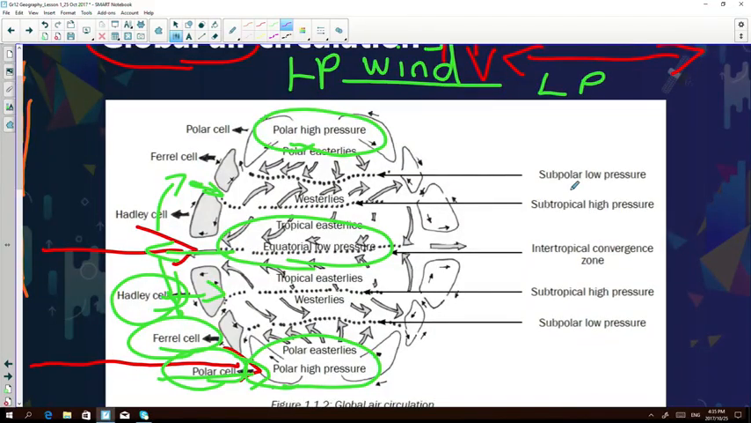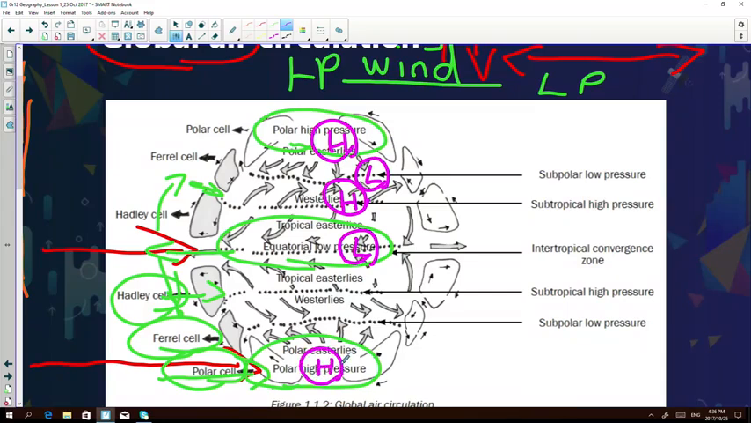Now, let's just quickly go back to our top diagram over here. There you can see it. There's your subpolar low pressure. There's your high pressure. There's your low pressure, high pressure, low pressure. Okay? Keep in mind that deflection is different in the northern hemisphere. So let's look at the southern hemisphere. High pressure, low pressure, high pressure, low pressure.